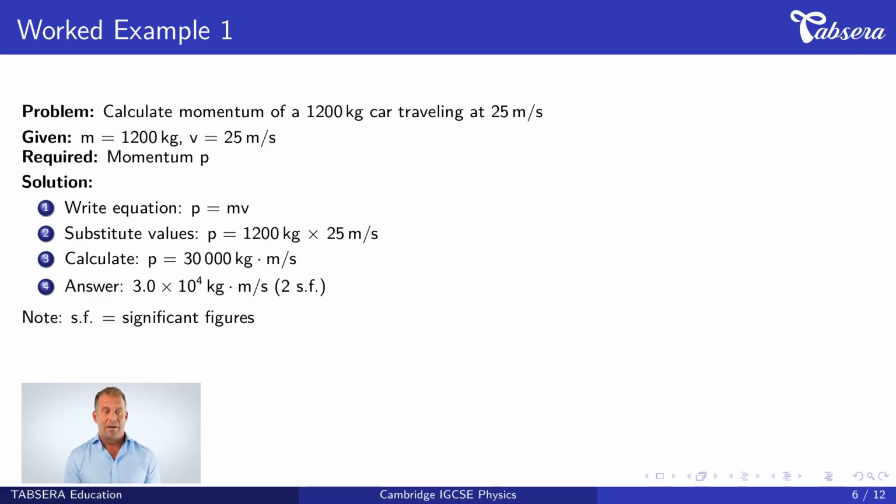Step 4, state the answer. The result is 3.0 times 10 to the 4th kilogram meters per second to two significant figures, with units of kilogram meters per second.